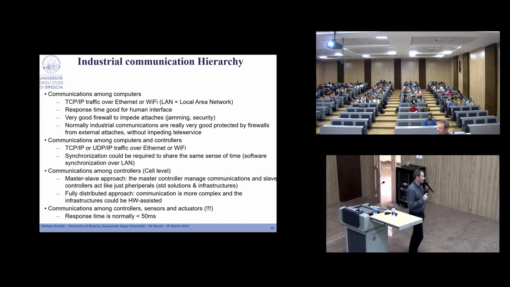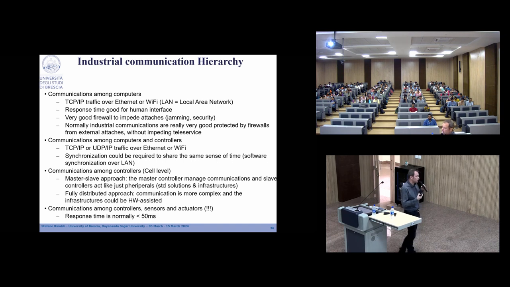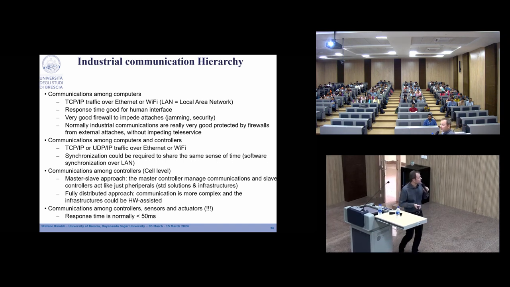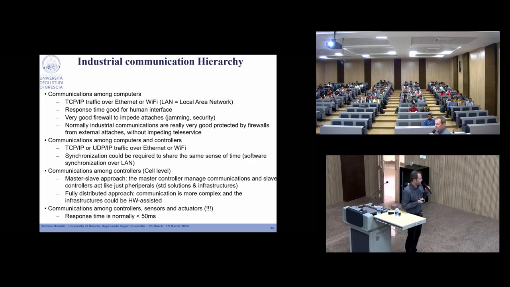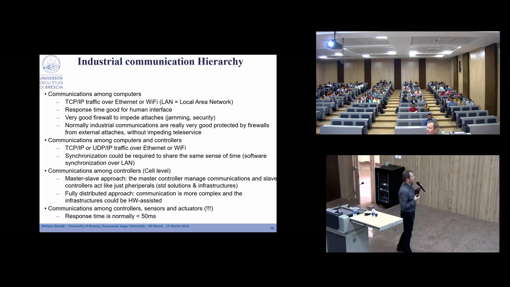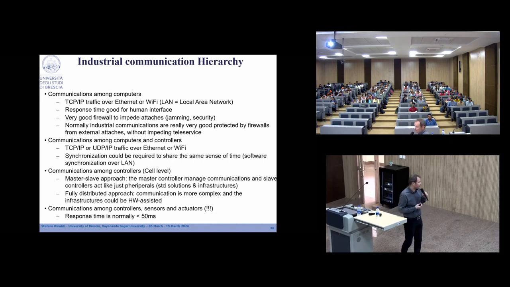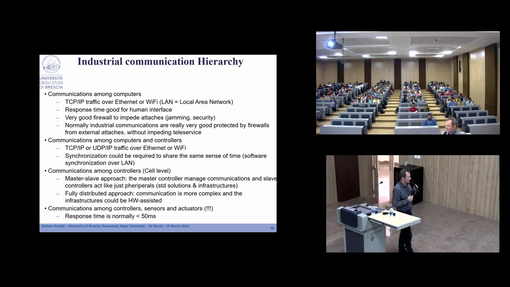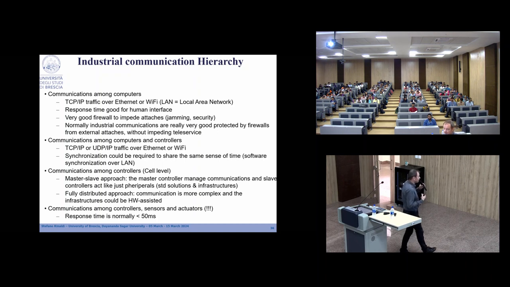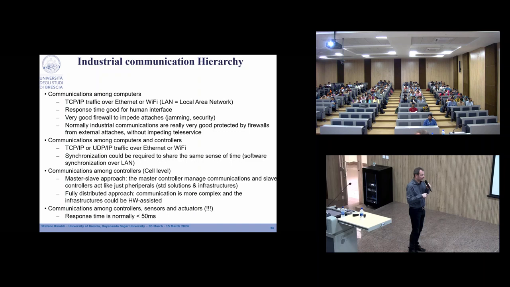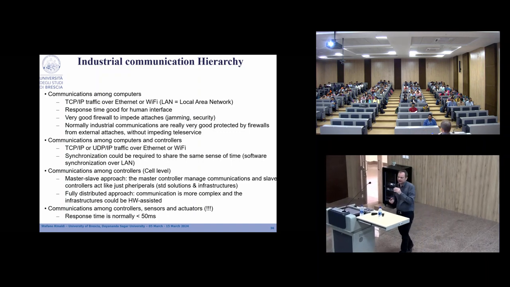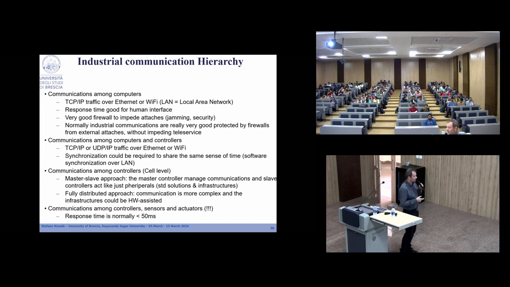In industrial automation, we have another level of communication, the communication between the controllers inside the cell level. Generally, the communication between controllers requires an advanced communication system able to satisfy some real-time requirements. The most strict communication system from the point of view of real-time communication is for sure the field bus, the lower layer of the communication.